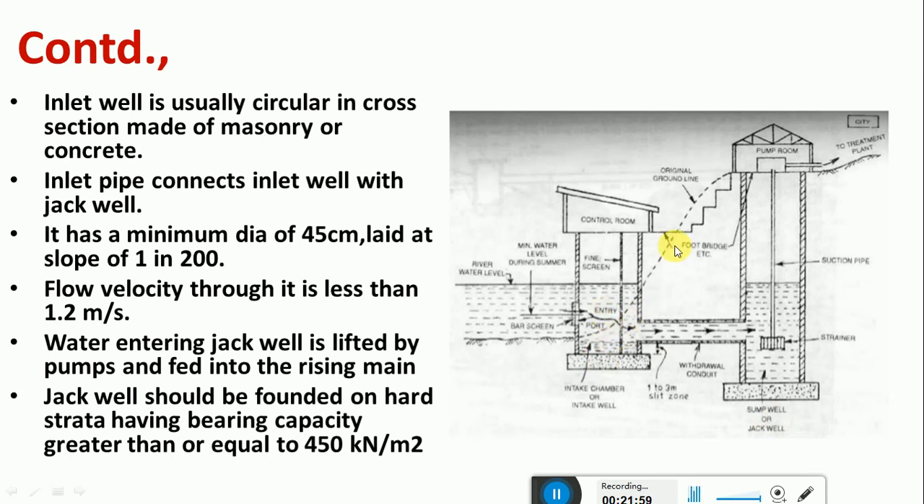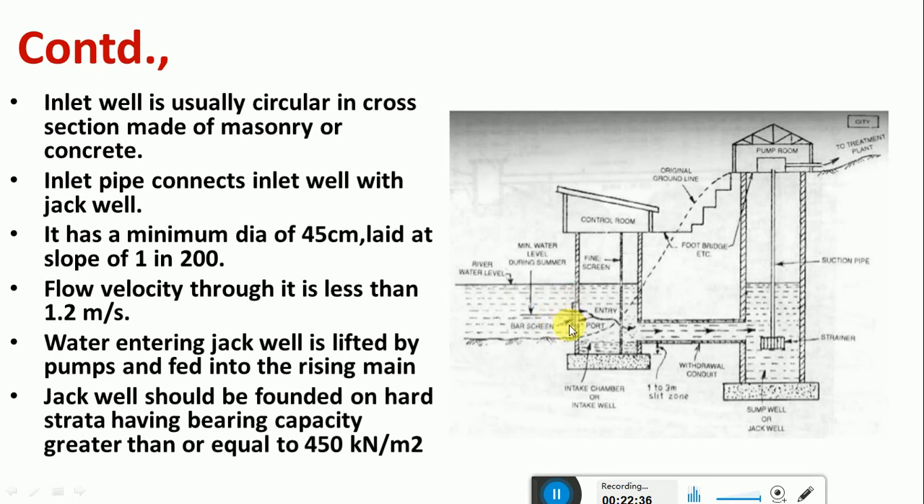This is the original ground line. Like I told you, this is constructed usually where the river hugs the bank of the river. So this is one structure which is located partly in the river bank and the river. And this is the room. This is the structure associated with it, and this is the withdrawal conduit. This is the water level in the river. Below this we will have this bar screen. This is the minimum water level, and this may be the higher water level.